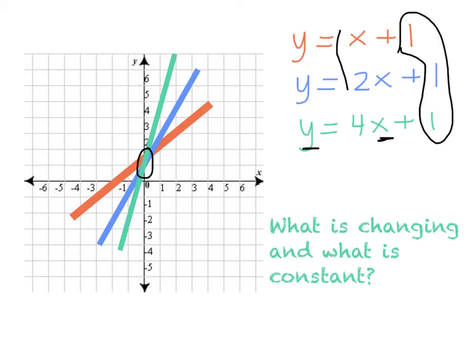Well, we know that our x will change and our y will change. But notice something different that wasn't in the last video is our coefficient. And the coefficient is constant for each different function. So here the coefficient is 1. Here the coefficient is 2, and here the coefficient is 4. So for each input, it is always going to be multiplied by 4. So 4 is also a constant.